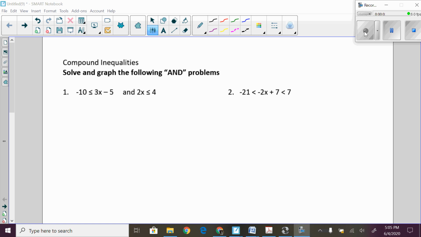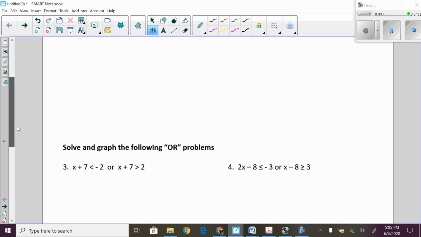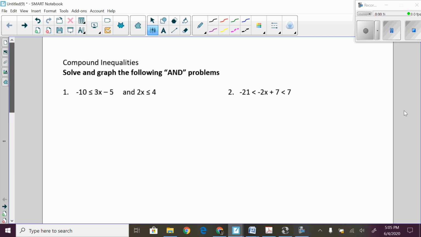Hi there. What we're going to work on right now is how to solve compound inequalities. And compound inequalities can be broken into two categories. The and problems, which we will do first, and then of course the or problems. When we're looking at the and problem, what you can see is we actually have the word and right here. So what we do is we solve both of these inequalities individually.